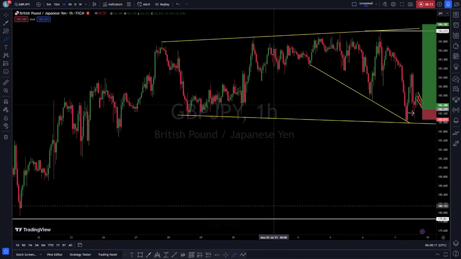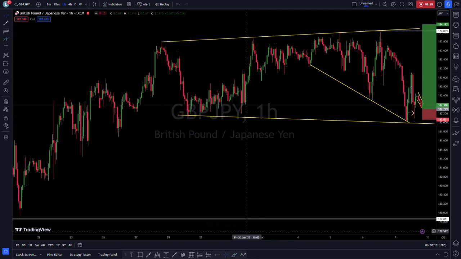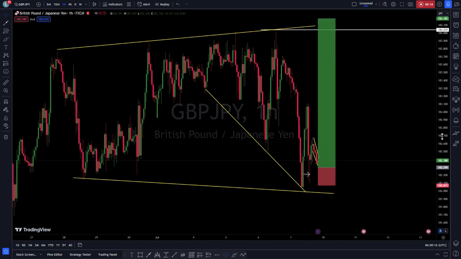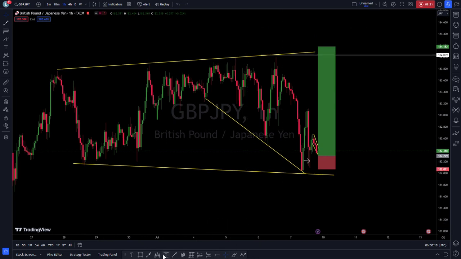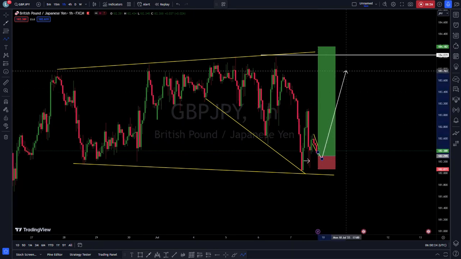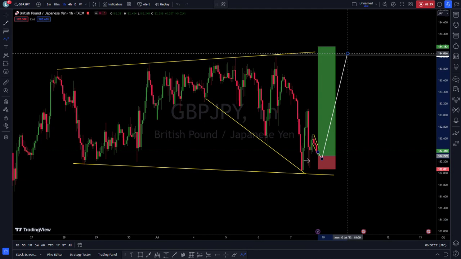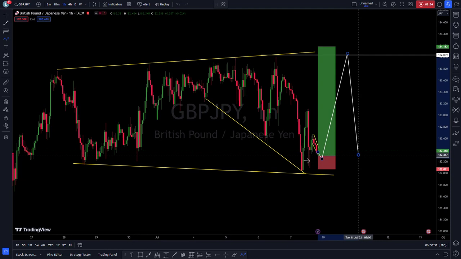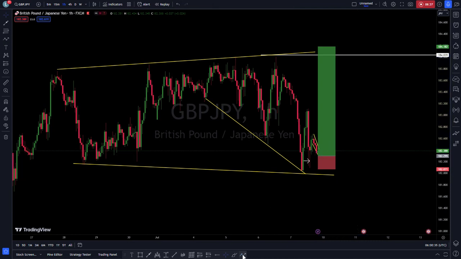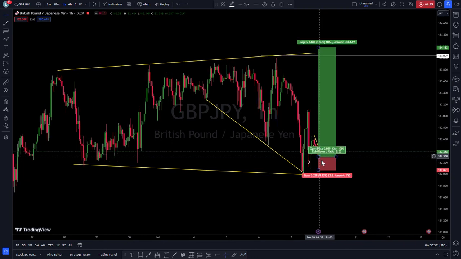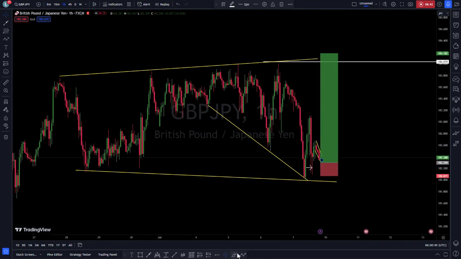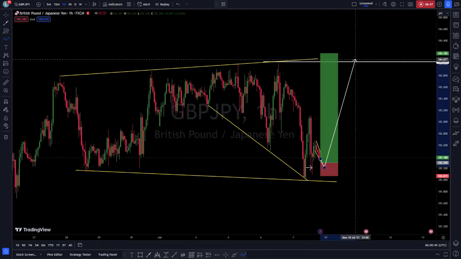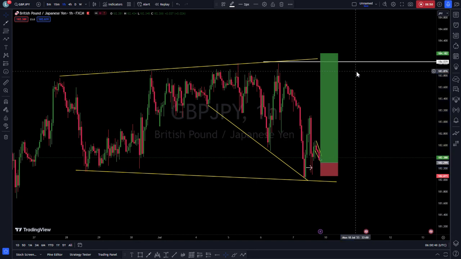And now we can see something like an expanding pattern, and it is likely that it will complete this movement here to the upside. So we should be anticipating something of this nature to the upside. So that's actually my forecast for this trade.